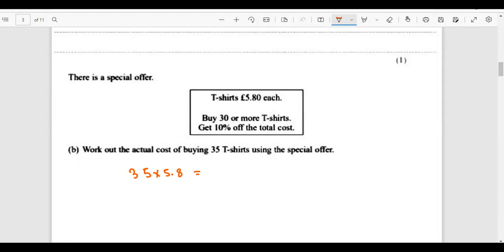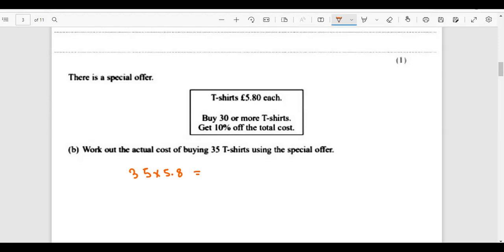You do 0 times 5 is 0, 8 times 5 is 40. 5 times 5 is 25, plus 4 is 29. And then 0. 8 times 3 is 24. 5 times 3 is 15, add 2 is 17. Yep, go ahead, 203.